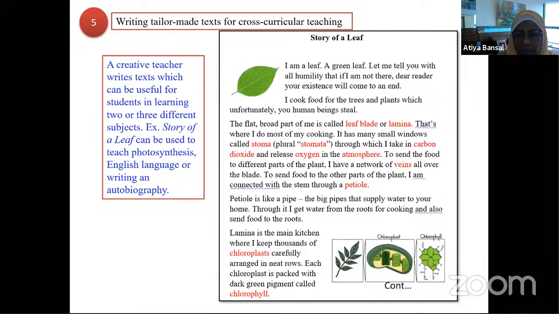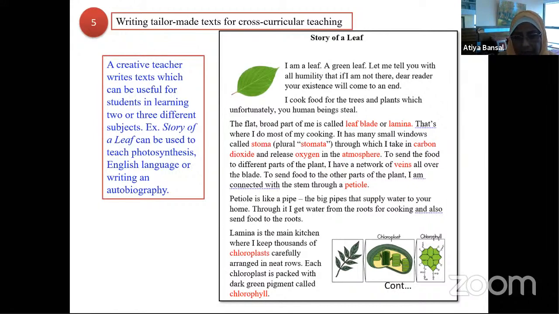Let me tell you with all humility that if I'm not there, dear reader, your existence will come to an end. I cook food for the trees and plants, which unfortunately you human beings steal. The flat, broad part of me is called leaf blade or lamina. That's where I do most of my cooking. It has many small windows called stoma, plural stomata, through which I take in carbon dioxide and release oxygen in the atmosphere.